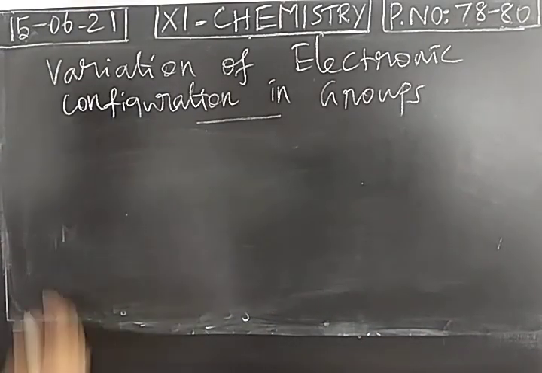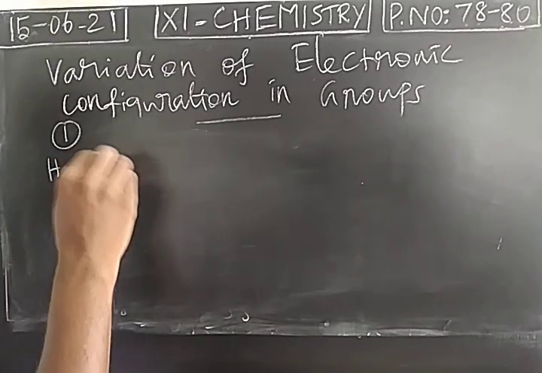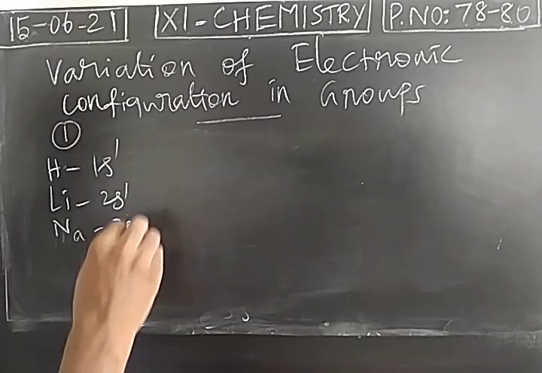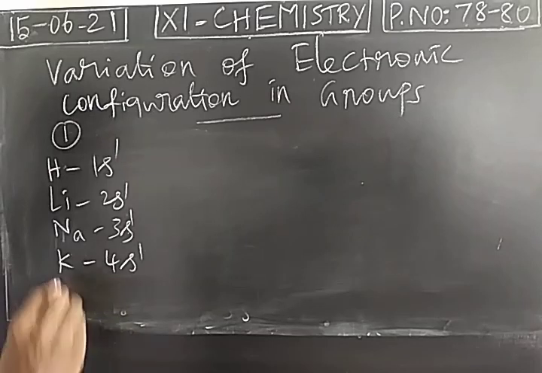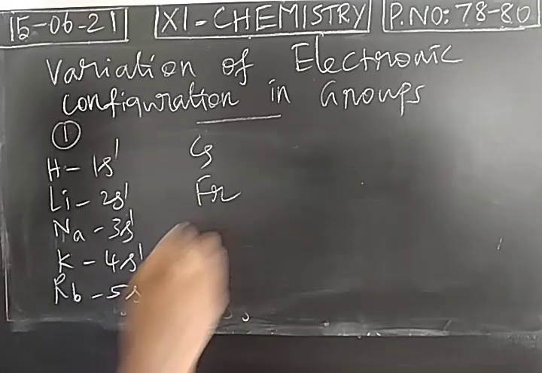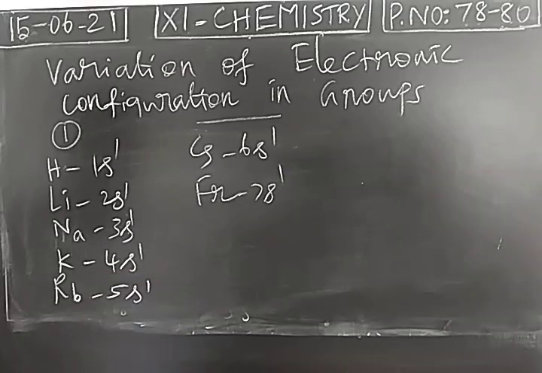So when you take any group in the modern periodic table, all the elements will have a similar outer electronic configuration. You take the first group: hydrogen 1s1, lithium 2s1, sodium 3s1, potassium 4s1, then rubidium, cesium, francium. So 7 elements are placed in group number 1. All 7 elements have a similar outer electronic configuration. Valence electrons will be similar, so properties will be similar.